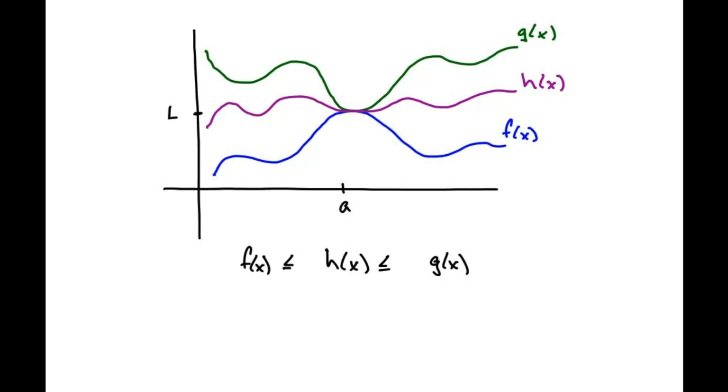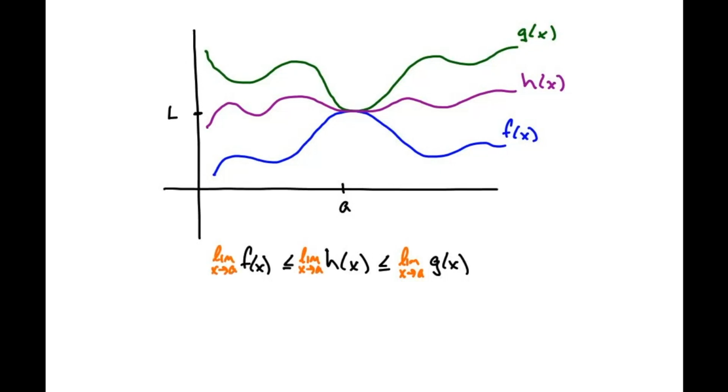And you'll notice in the graph, at x equals a, all three of these functions kind of squeeze together at that y value of L. So we're going to use that fact, and in our inequality, we're going to take a limit of all parts of our inequality. So the limit as x approaches a of g of x, the limit as x approaches a of h of x, and the limit as x approaches a of f of x.